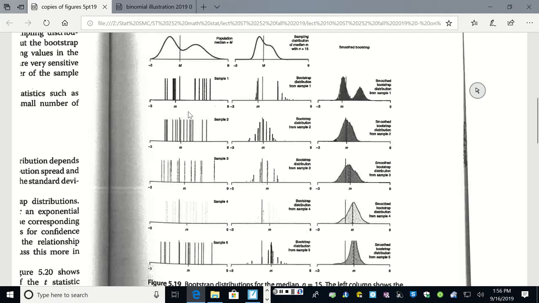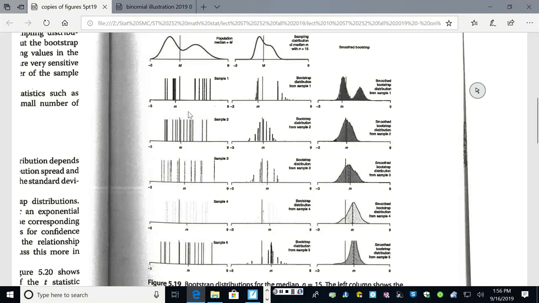The goal is really the same. You want to know what's the sampling distribution of your statistic. Where are the likely values of the median in this case, given your data and the simulation? So there are enhanced ways to do that, and that's what this picture is trying to illustrate.